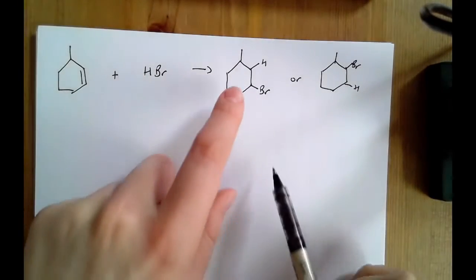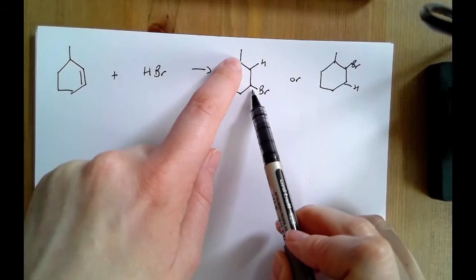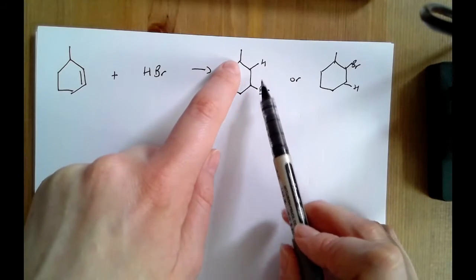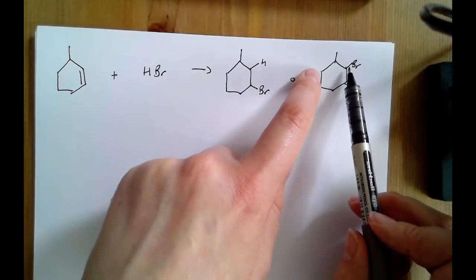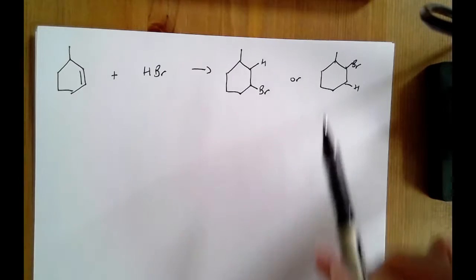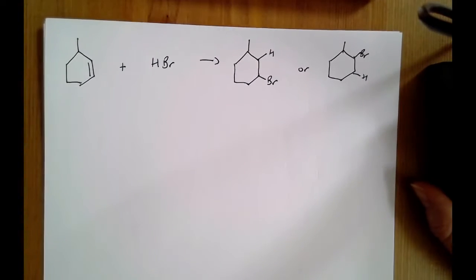So if I were to name this, I would get 3-bromo, 1-methylcyclohexane. Here it would be 2-bromo, 1-methyl. So again, I've got a 1-3 relationship and a 1-2 relationship. They're not the same thing.